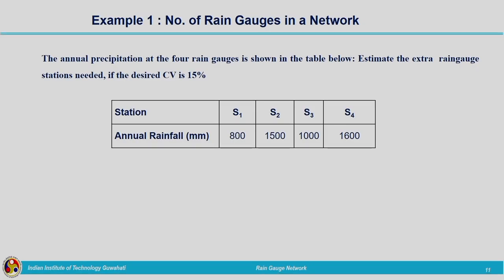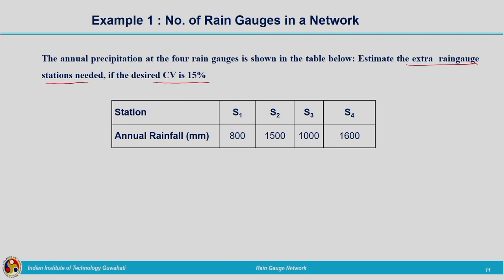So, we have seen two methods for calculating the optimal number of rain gauges in a catchment, and we need to calculate this by using the formula. We need to solve one example. Let us look into the example. Precipitation at 4 rain gauges is shown in the table below. Estimate the extra rain gauge stations needed if the desired coefficient of variation is 15%.